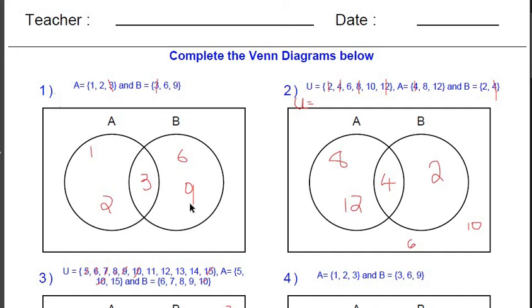Finally, back to number 1 where we started. What is the union of A and B? What is A union B? It will be 1, 2, 3, 6, and 9.